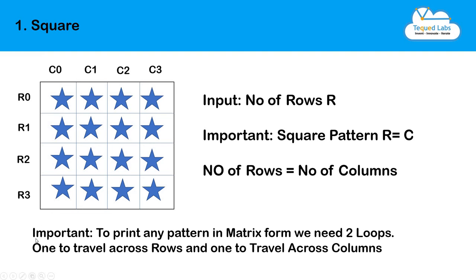There is one more important point that you need to remember here. To print any pattern which is represented in the form of rows and columns, you need two loops. One to traverse across the rows and one to traverse across different columns. Let us move on to the next step.